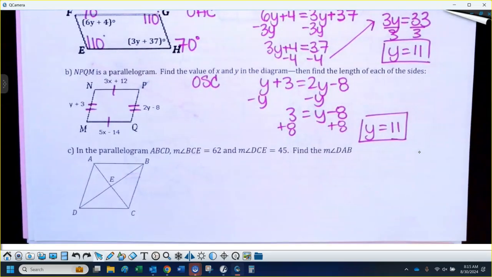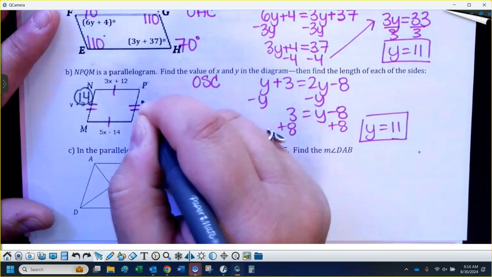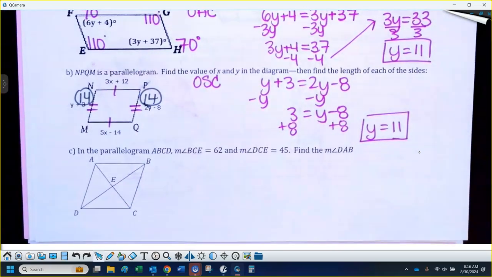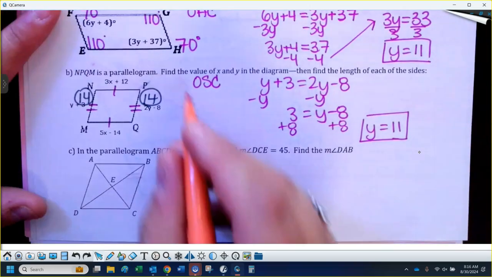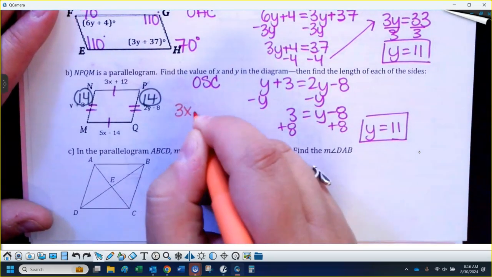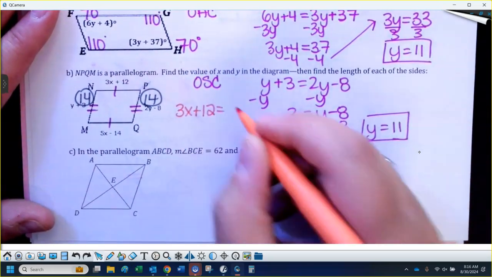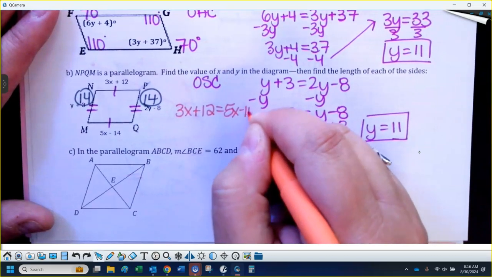Okay, now, in terms of this, we're not adding up to 180 or anything like that. So if you want to find the length of the side, I can plug the y back in. If y is 11, these two sides should both be 14. That's not going to tell me anything about x in that situation. With the angles, you can work with information about adding up to 180, but if we're just doing the sides, I have to do a separate little problem to find x. So to find x, I'm going to set the top and bottom. So I got 3x plus 12 has to be equal to 5x minus 14.